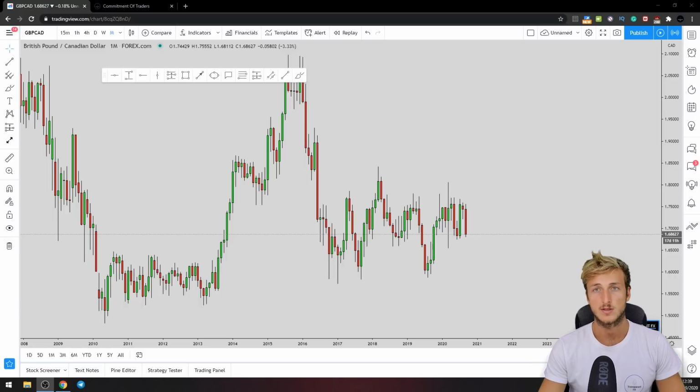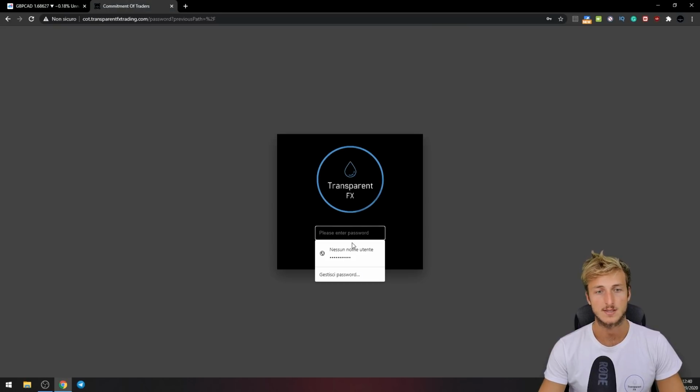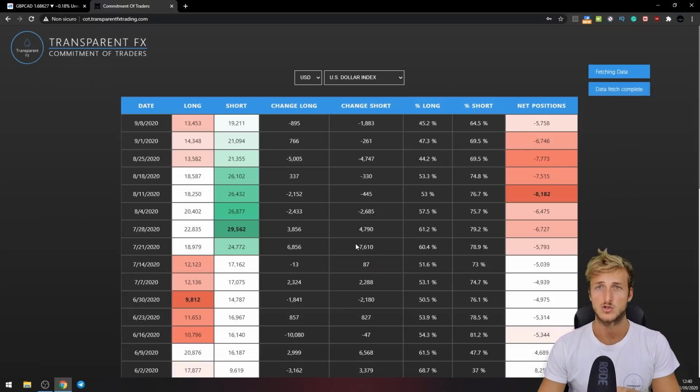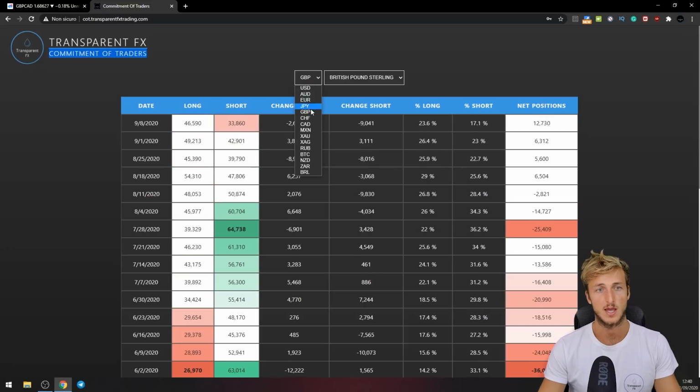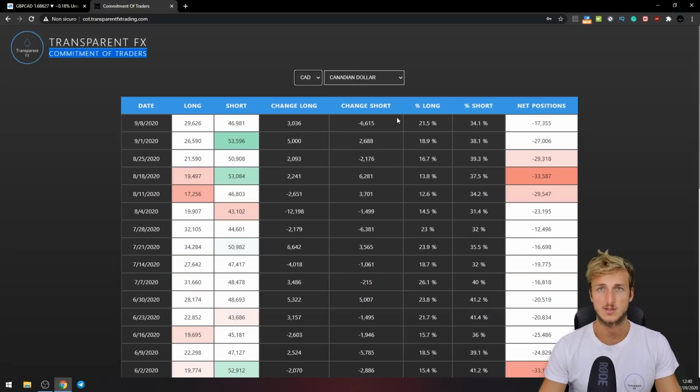Obviously, we will start the analysis from the monthly, weekly, and daily time frame. We will also check what we have from a COT perspective, so commitment of traders, which is what the biggest banks and institutions are currently doing on the GBP and on the CAD. And by checking these two currencies and how the biggest banks and institutions are positioned on these currencies and how their positions are changing, we're able to gain an advantage over our competition in the market.